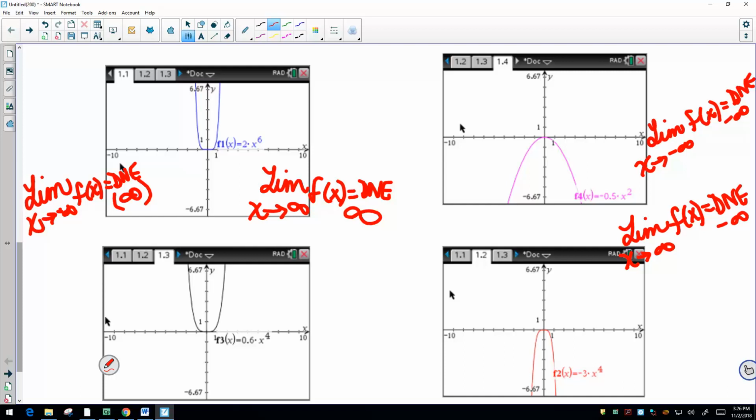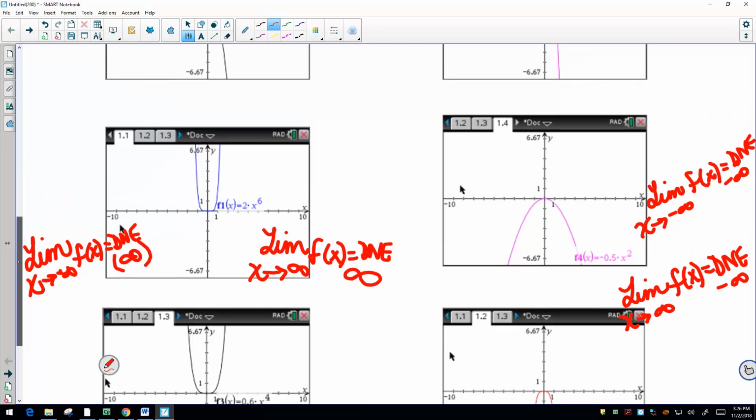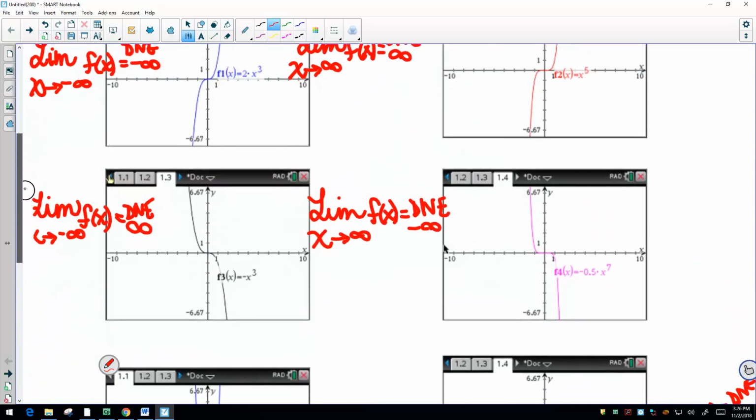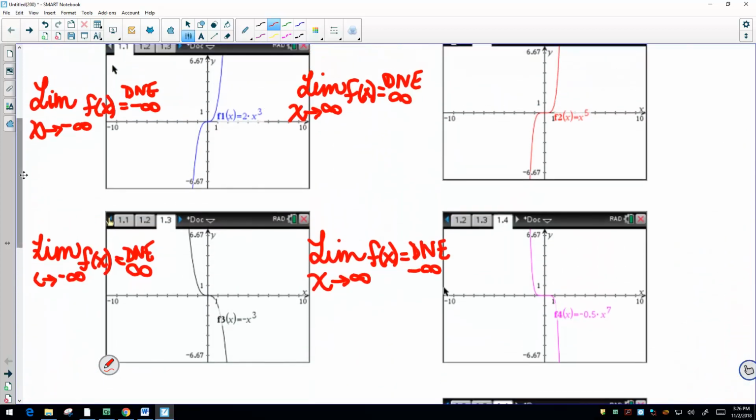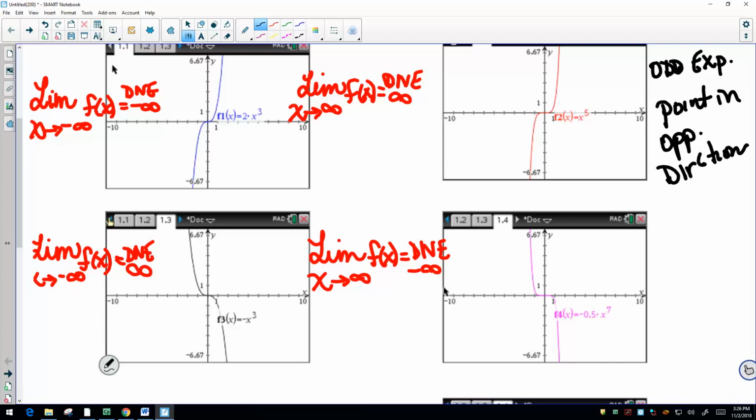So maybe some comparisons to make. If we go back up to the top four functions, we said all had odd exponents, and it looks as though if we have odd exponents, and I guess when I'm saying that, it should always be the largest exponent that you're dealing with in your polynomial. If the largest exponent is odd, we can see the graph will point in opposite directions.